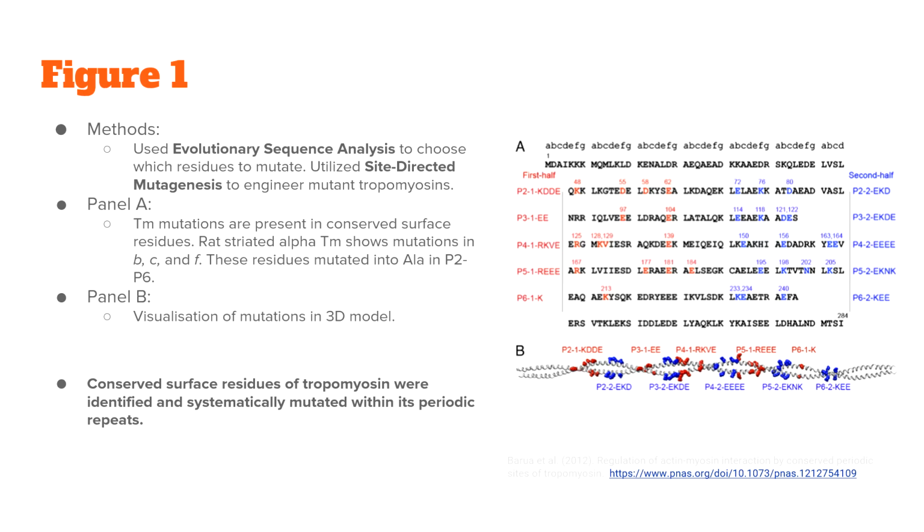So as you can see here, this is an amino acid sequence, and in panel A, the tropomyosin mutations are present in conserved surface residues, which is rat striated alpha tropomyosin, which shows mutations in the B, C, and F locations, and they were mutated into alanine in P2 through P6. And then panel B is a visualization of these mutations in a 3D model. The big takeaway from this figure is that conserved surface residues of tropomyosin were identified and systematically mutated within its periodic repeats.